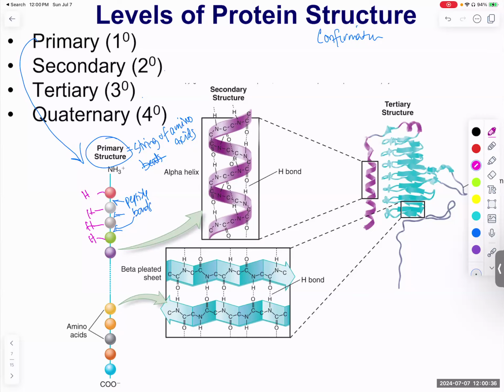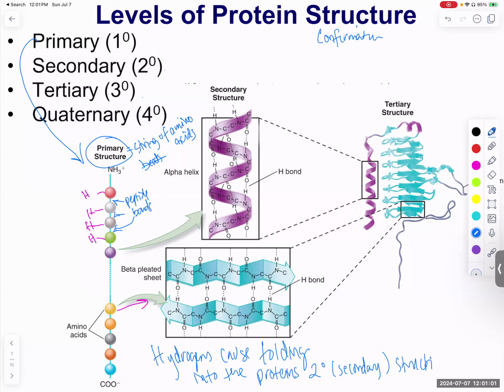And so these hydrogens are going to fold or cause a folding. So the hydrogens cause folding into the protein's secondary structure. And that really only takes on two different forms. It'll take on one being the alpha helix, where it curls around itself, or a beta pleated sheet where it just folds back and forth. And that's due to the hydrogen bonds. And so you can see the hydrogens are kind of attracted to the oxygens here, or if you're looking at the alpha helix, you can see the hydrogens being attracted to the oxygens here. And so that is the secondary structure.